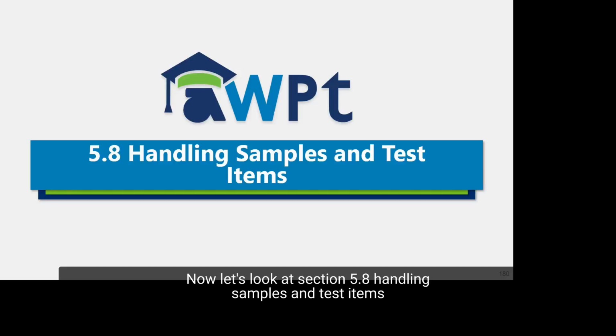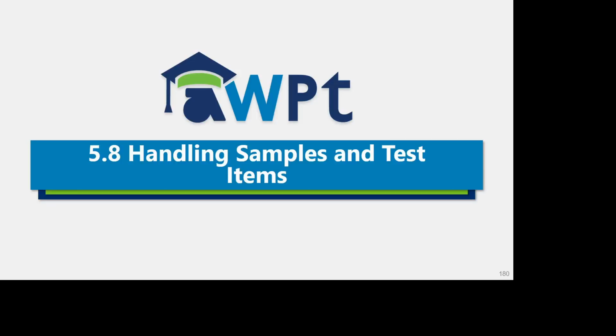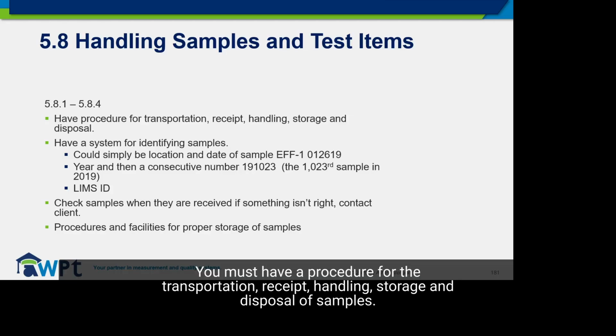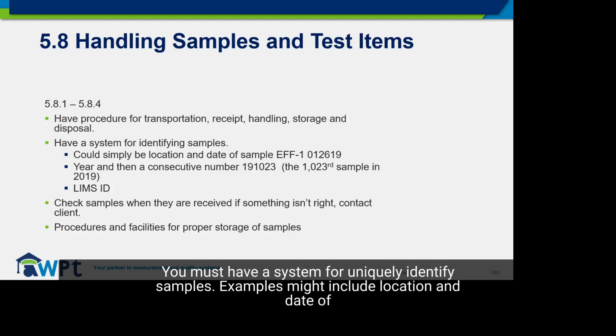Now let's look at Section 5.8, Handling Samples and Test Items. You must have a procedure for the transportation, receipt, handling, storage, and disposal of samples. You must have a system for uniquely identifying samples.